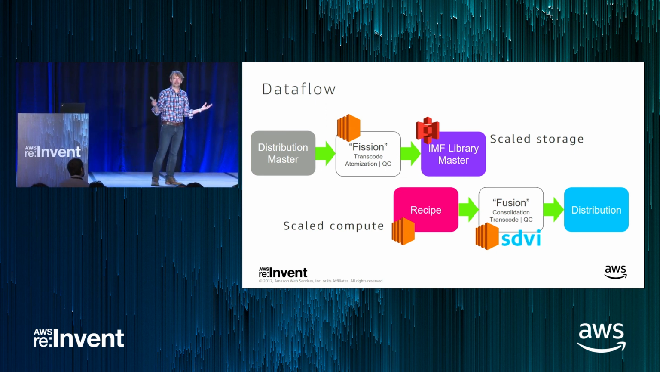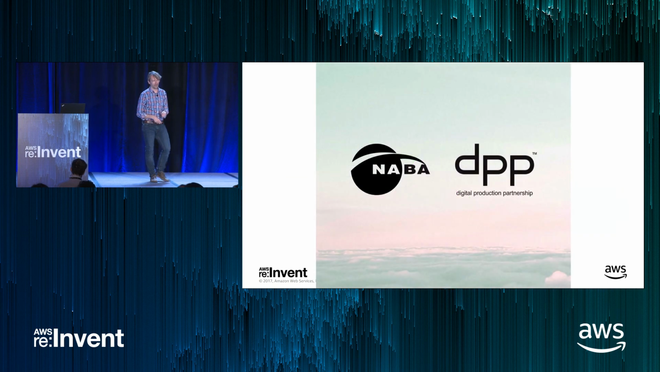And so that's where we need to scale our compute, because we're not just baking down that MES file, but we're actually creating those final distribution copies that'll go to everything from air to electronic sell-through. And we're working with NABA, which is the North American Broadcasters Association, and the Digital Production Partnership to take IMF and really adapt it to the needs of this particular supply chain that I'm talking about right now.